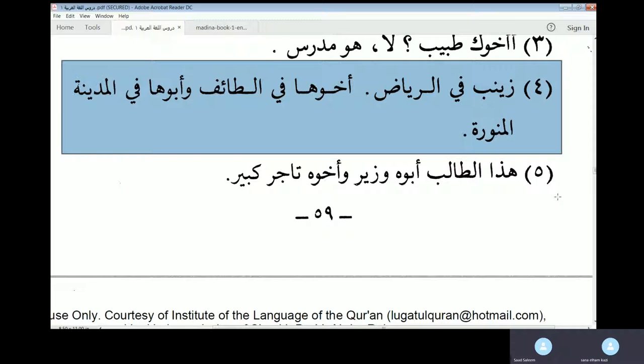Zainabu fir Riyadi. Ahuha fit Taifi. Abuha fil Madinatil Munawwarati. Zainab is in Riyadh, and her brother is in Taif, and her father is in Madinat al-Munawwara.